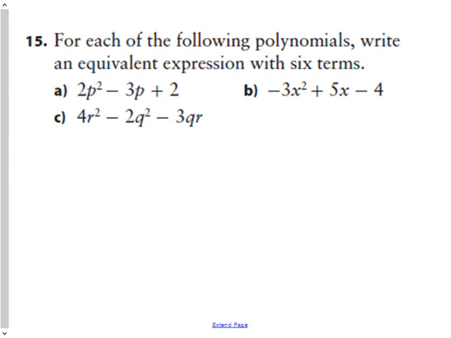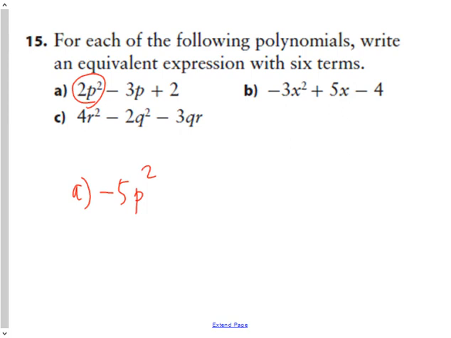Question 15, for each of the following polynomials, rewrite the expression with 6 terms. So for A, the first thing I'm going to do is figure out, okay, I have 3 terms. I need to figure out how I can use 2 terms that are equivalent to that one term. And there's infinite values. I'm going to start with a negative 5p squared. And you could start with anything. It doesn't matter. In fact, we could have started something simpler.